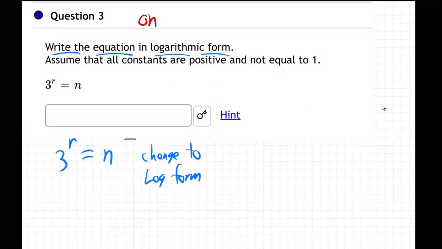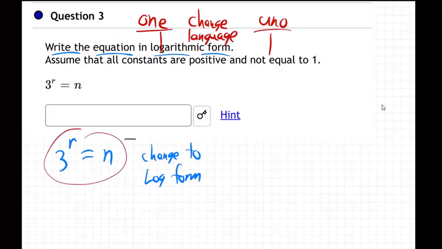This is exactly just like the one, uno thing. If I said, hey, change the language, one, uno, you're saying the same thing, right? One, one. You're just saying it in two different languages. Well, that's all we're doing here. This is exponent language. It's got an exponent. It's got a power. And now they want us to change it to log form.